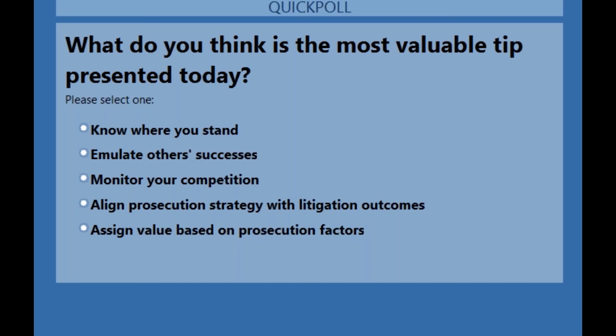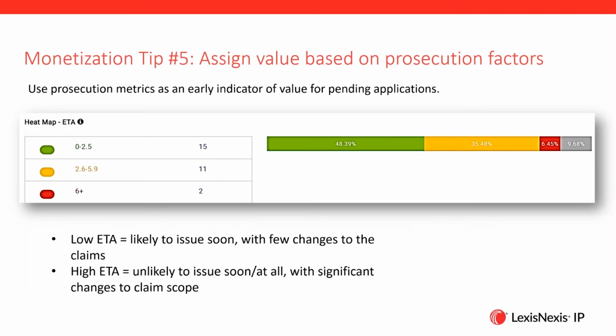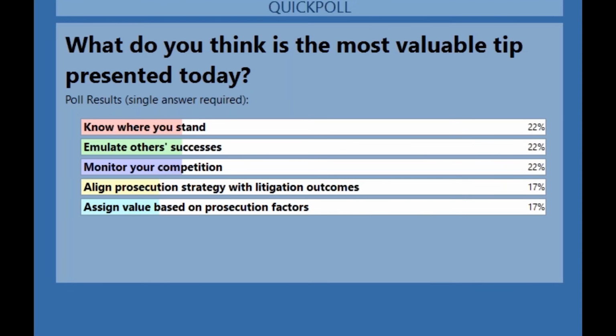So the results are coming in so far. Oh, wow, it's changing pretty rapidly. Okay, so it looks like there's pretty much a tie for the first 3 factors. So knowing where you stand, emulating other successes, and monitoring your competition. And then in second place are the last 2. So aligning prosecution strategy with litigation outcome and assigning value. But it's a very close tie.